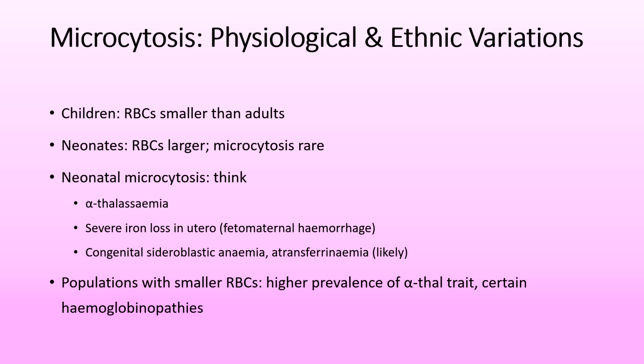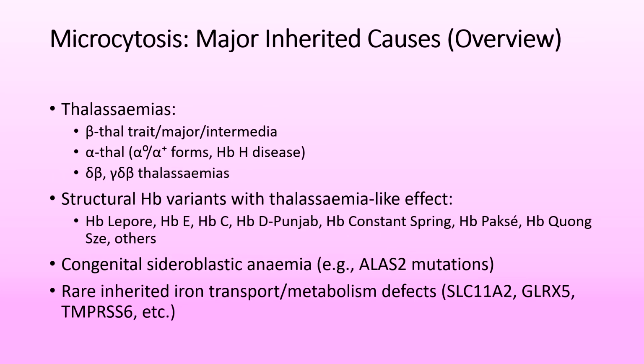So these will help in the population study also. First, let's look at the inherited causes of microcytosis. Among the inherited causes of microcytosis, thalassemias dominate. Beta thalassemia trait shows marked microcytosis with relatively preserved hemoglobin. There is classically an erythrocytosis and a reduced Mentzer index. Homozygous or compound heterozygous beta thal states and HbH disease show even more dramatic changes.